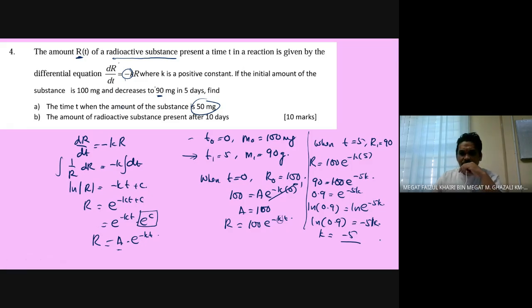Class, natural log of 0.9. Is nobody here? Hello? Natural log of 0.9.